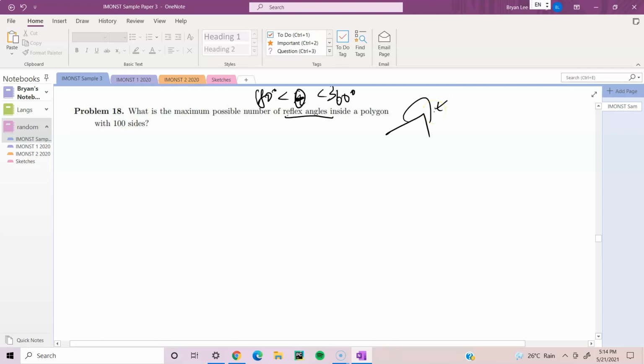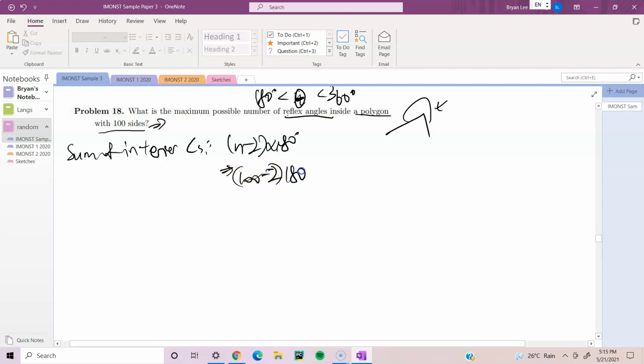Now, it could be 180.1 degrees. It's a reflex angle. It could be 359.9 degrees. It's also a reflex angle, okay? So, for a polygon with 100 sides, upon seeing this, we will first be thinking about the angle sum, right? Sum of interior angles, using the formula n minus 2 times 180 degrees, right? So n minus 2 times 180 degrees would give us 100 minus 2 times 180 degrees, which is 98 times 180 degrees.